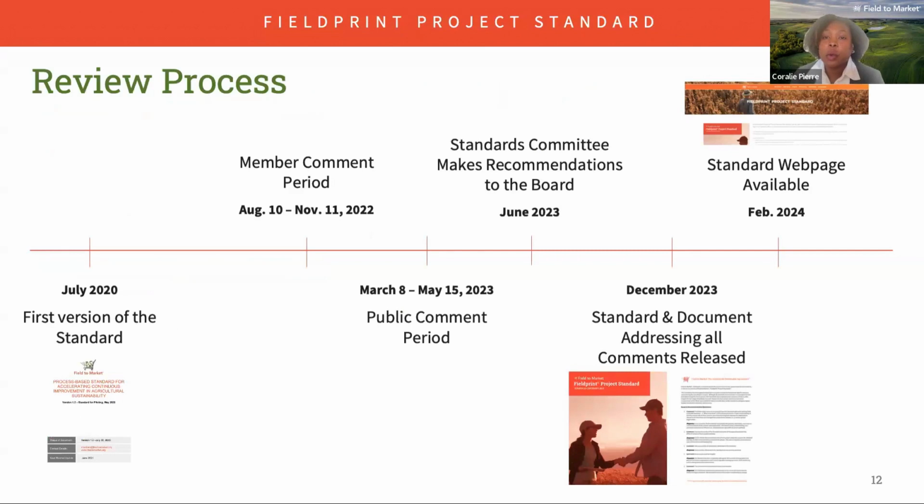I also wanted to quickly show you the standard's evolution over time. This review process timeline provides valuable insight into how the standard has been refined and updated to meet the changing needs of our members and the evolving landscape of our industry. So the first version of the standard was released in July 2020. The revision process started 2 years later, in 2022.